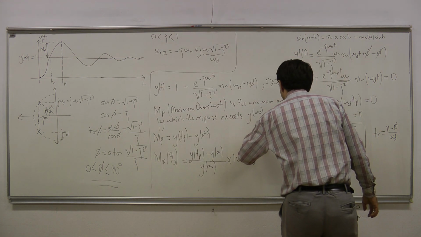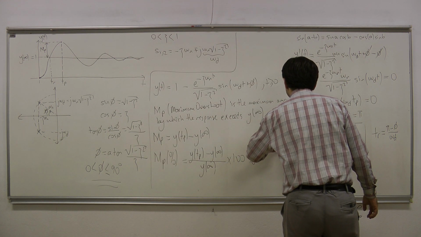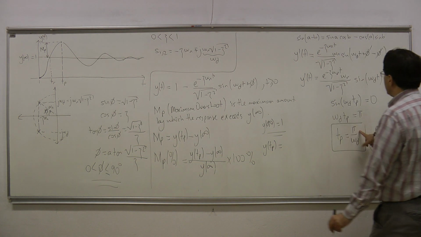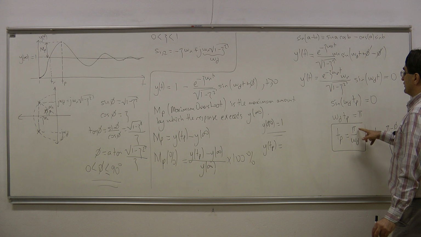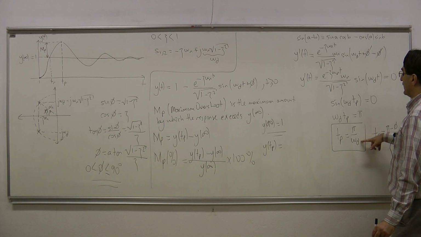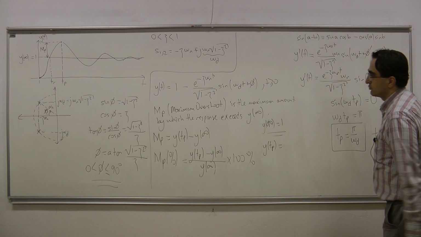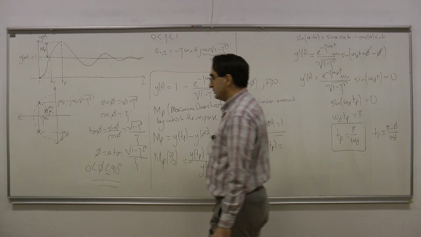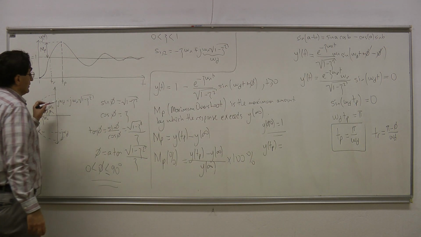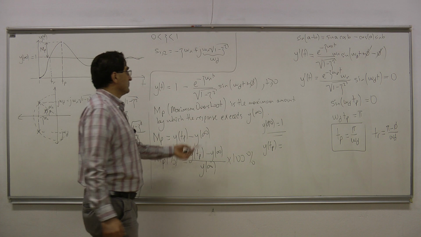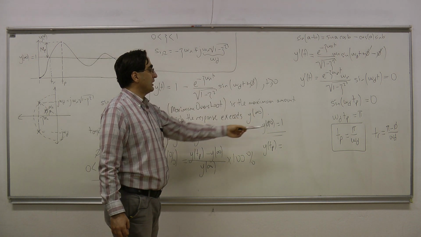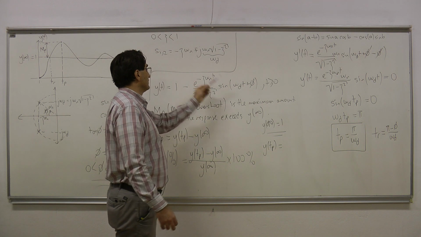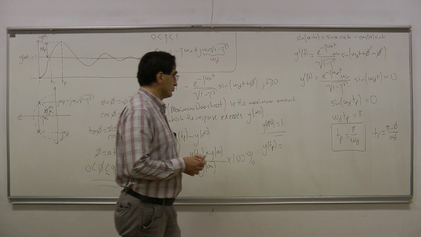So now let us find y of Tp first. Okay? I have found what Tp is. It is pi over omega d. It is only related to the number pi and the imaginary parts of the poles here. The imaginary part of the poles is omega d. And what I'm going to do is substitute t equals pi over omega d in this equation, in that solution.